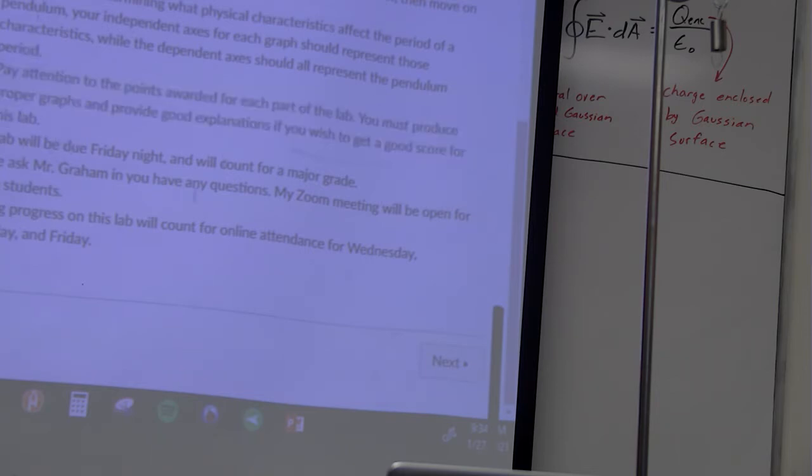The lab is due Friday night. I would aim to have it done by the end of Friday in class. It will be a major grade. Please ask Mr. Graham if you have any questions. My Zoom meeting is open.